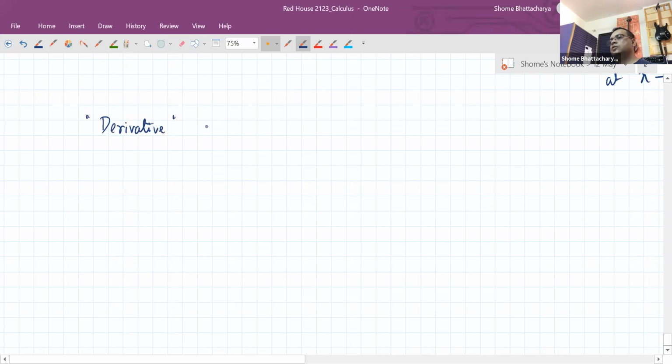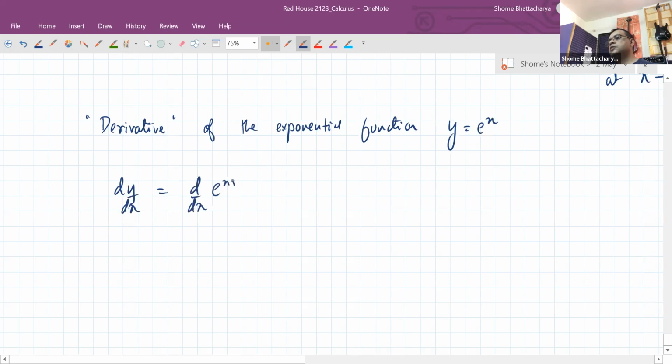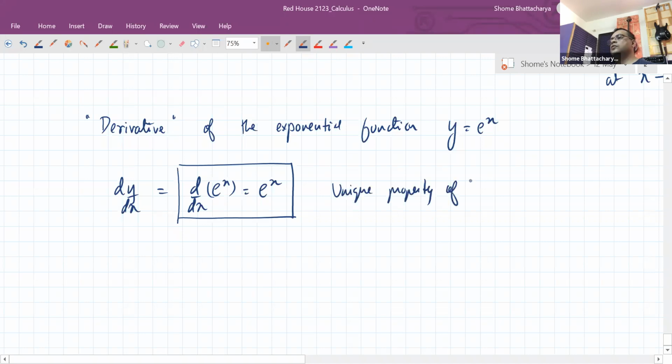Okay. Now let's come to the derivative of the exponential function. As it turns out, the derivative of the exponential function has a value of the function itself. So this is the unique property of the exponential function. No other function in maths has this property, that the derivative is equal to the value of the function itself.